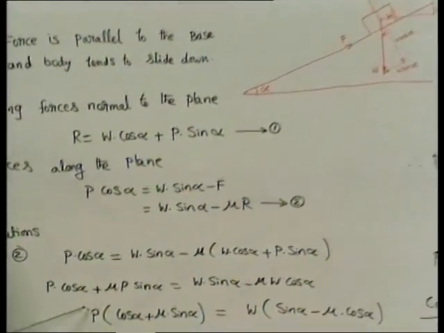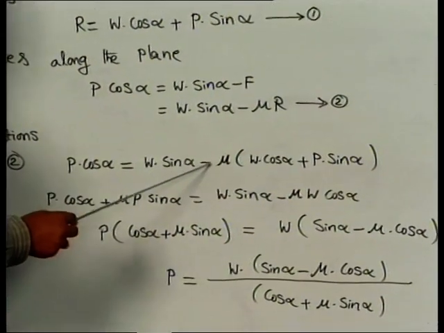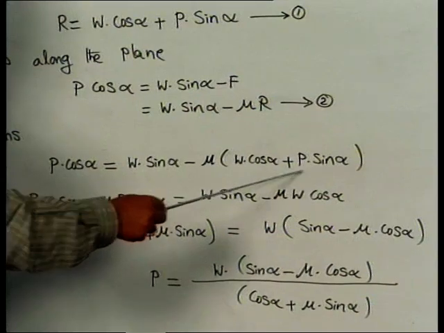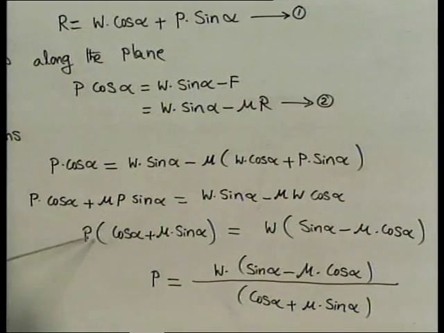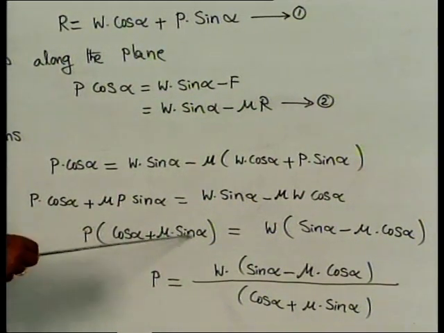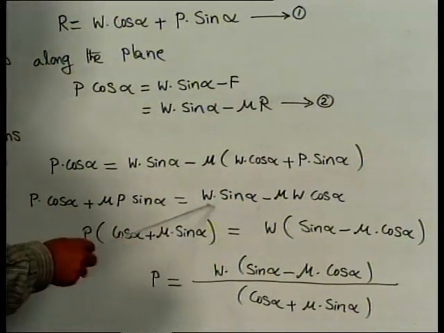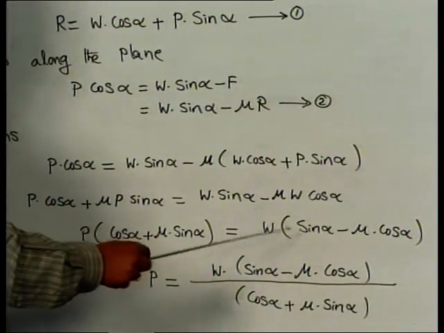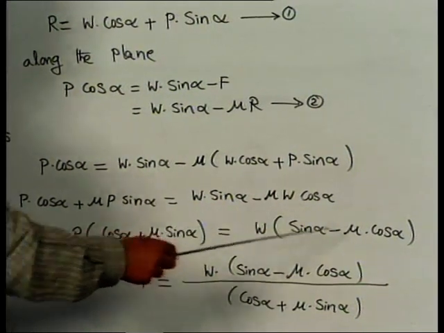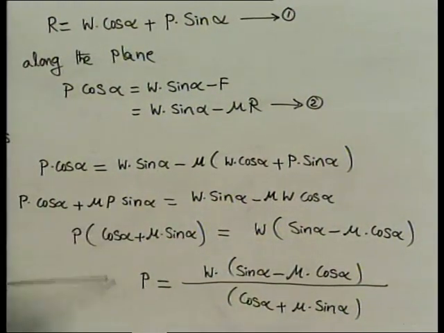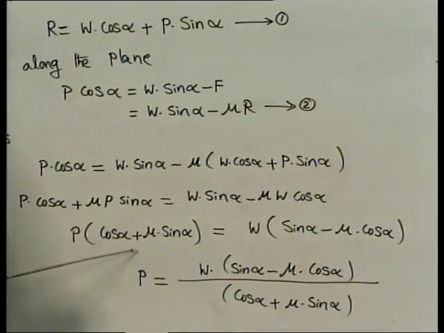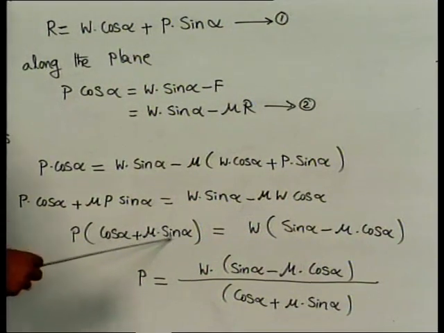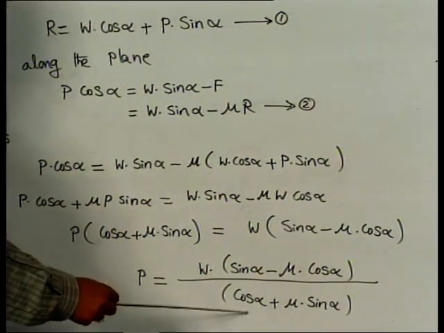Now, taking P outside, this minus mu P sin alpha I am bringing to the left side. Similarly, taking P outside, I will get cos alpha plus mu sin alpha is equal to, W taking common, W into sin alpha minus mu cos alpha. From this equation, P is equal to, bringing this cos alpha plus mu sin alpha as denominator, I can write like this.